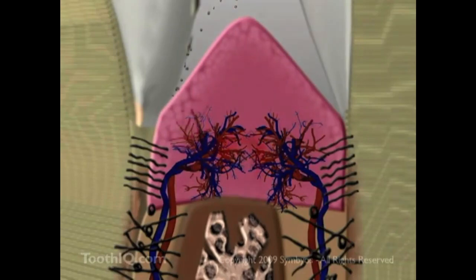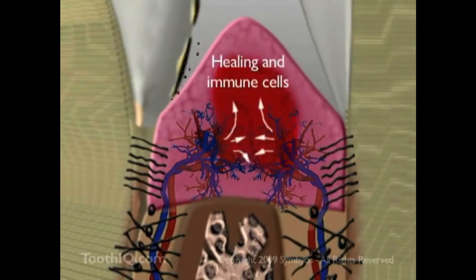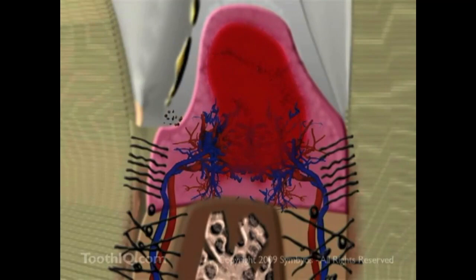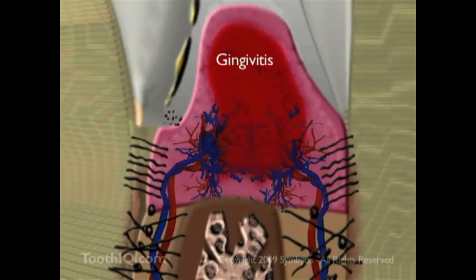In response to the increased bacteria adjacent to the soft gingiva, the body sends immune cells and healing cells to the area by way of the circulation. The increased blood flow to the gingiva produces red, enlarged, and tender gum tissues, a reversible condition known as gingivitis, in which the periodontal attachment fibers remain intact.